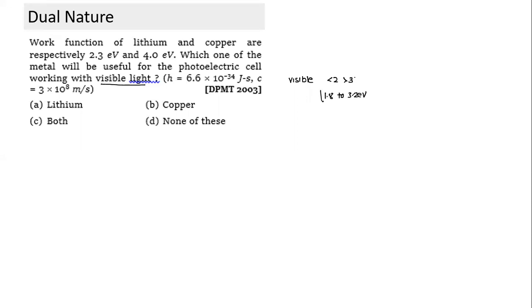That's visible light. So if I use something like copper, copper has a work function of 4. If I use visible light with copper, it will not show any photoelectric effect. To show the photoelectric effect, the work function of the material should be lower than the energy of the light which is used. So which one will be useful? Of course, only lithium will be useful.